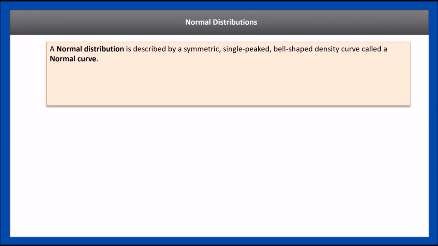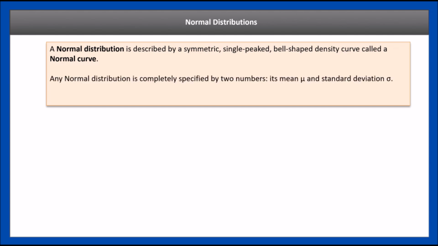Okay, so normal distributions, as we mentioned, are symmetric, single-peaked, and bell-shaped. We call it a normal curve, or normal distribution. Any normal distribution is specified by two parameters, mu and standard deviation sigma. This is the notation: the capital N for normal, and then you have your mu and your sigma.